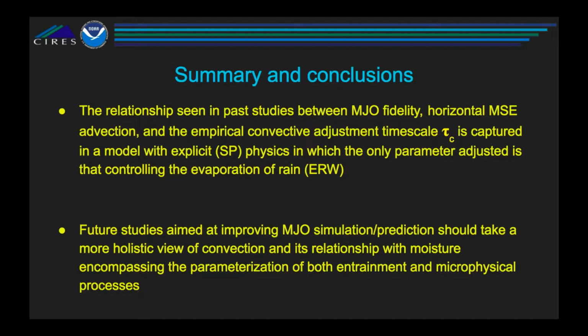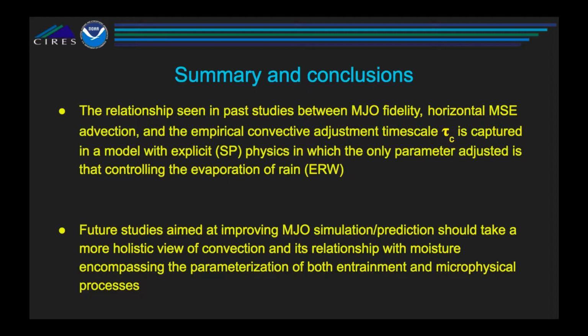And then thinking about why this advection is changed, what you basically see is what was seen previously, that the model where the evaporation rate is doubled has much stronger gradients in the mean precipitable water MSE with respect to the model where the evaporation rate was halved.